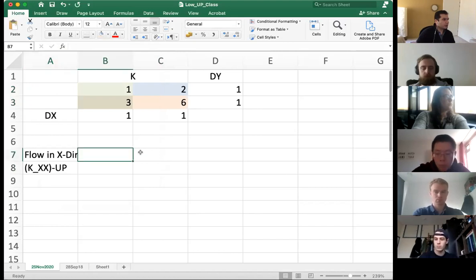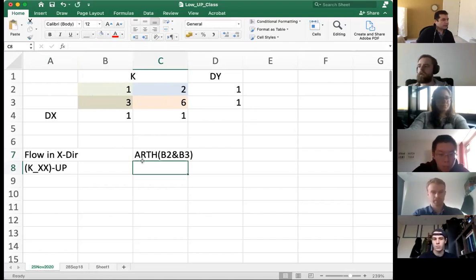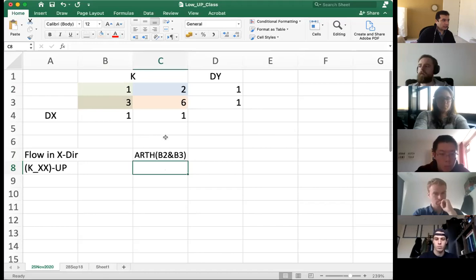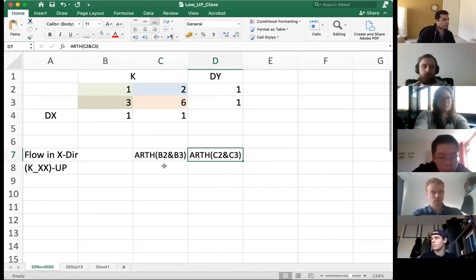Okay, so first I am going to do what? I'm going to do arithmetic averaging between what cells? Someone who has not talked yet. Which arithmetic average should I do? I should do arithmetic average between columns. So arithmetic between B2 and B3, which are these two cells. Then I'm going to do arithmetic average between C2 and C3. Okay, so that's what I'm going to do.